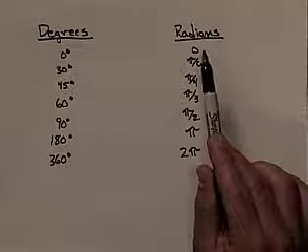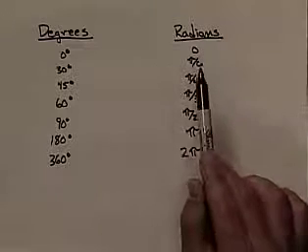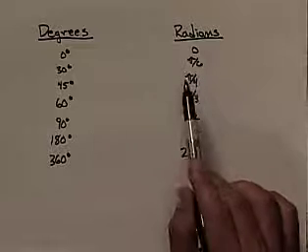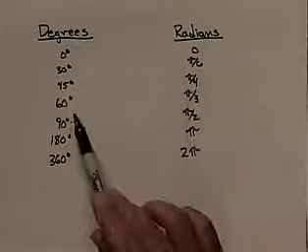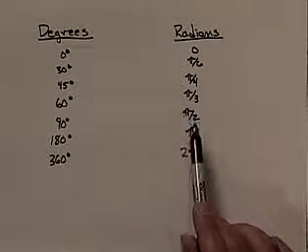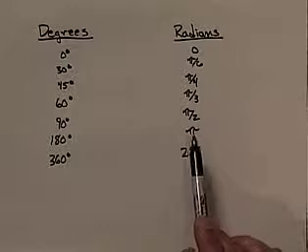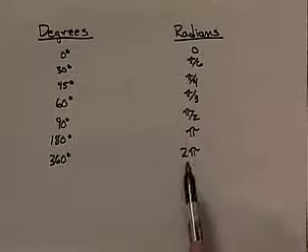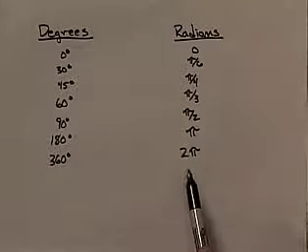So 0 degrees is 0 radians, 30 degrees is pi over 6 radians, 45 degrees is pi over 4 radians, 60 degrees is pi over 3 radians, 90 degrees is pi over 2 radians, 180 degrees is pi radians, and 360 degrees is 2 pi radians.